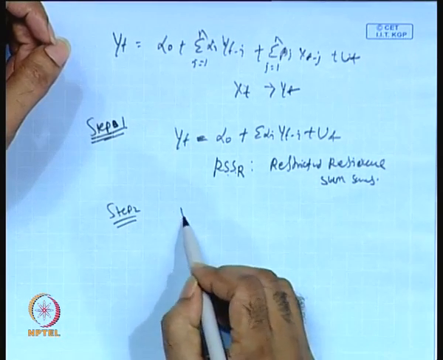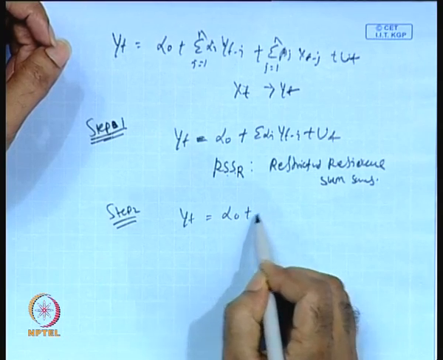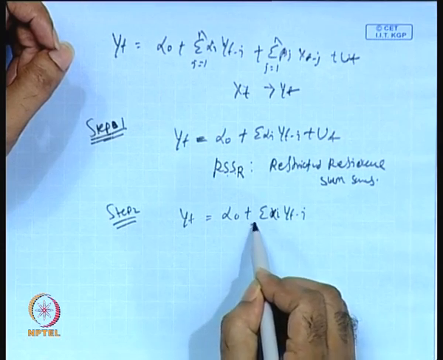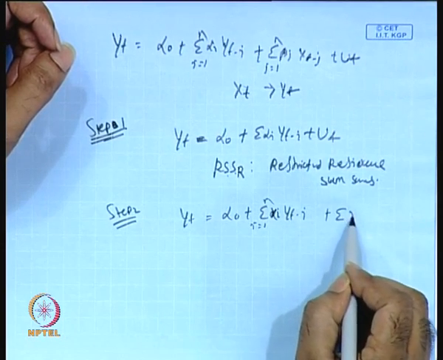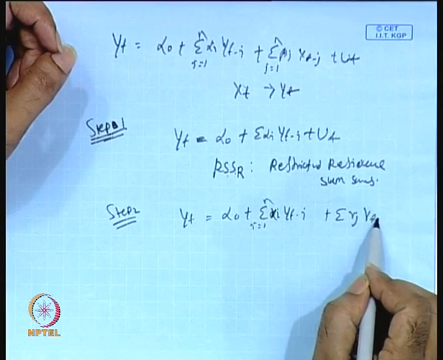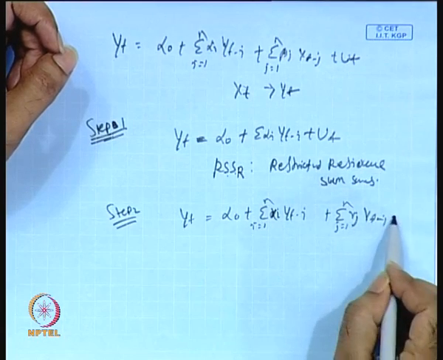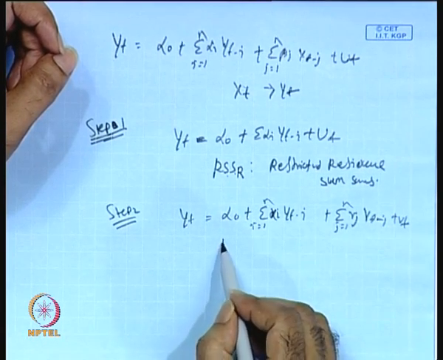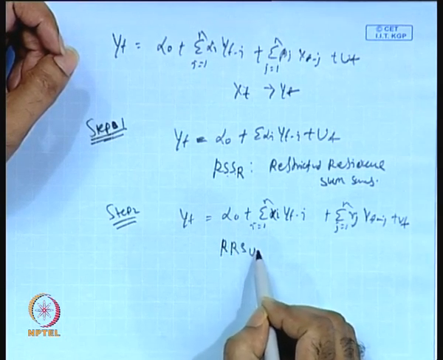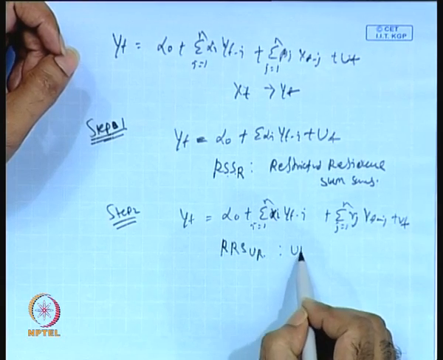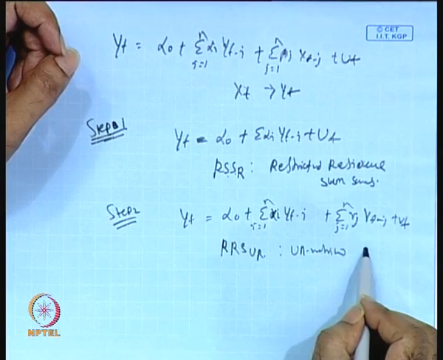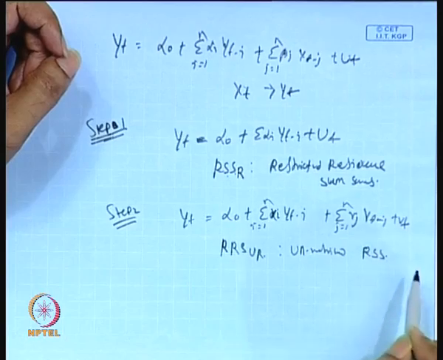You fit the equation y_t = alpha_0 + summation alpha_i y_{t-i}, i = 1 to n, plus summation gamma_j x_{t-j}, j = 1 to n, plus b_t. Then you again obtain a residual sum squares, which we will call the unrestricted RSS, the unrestricted residual sum squares.